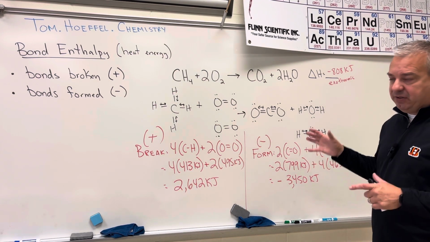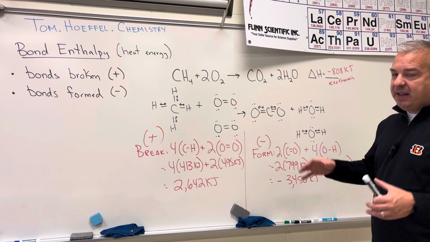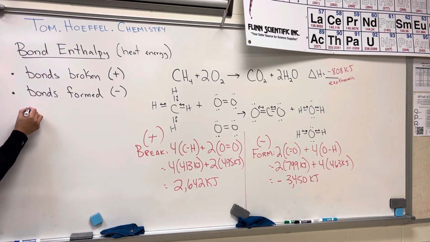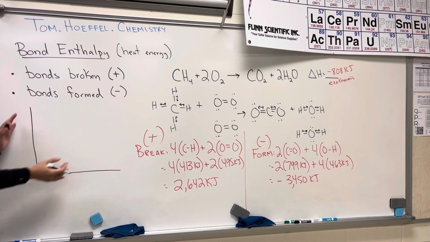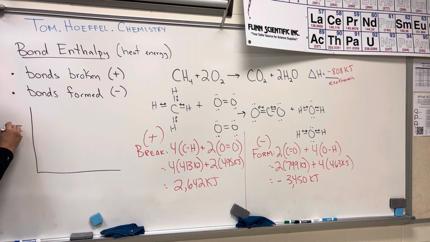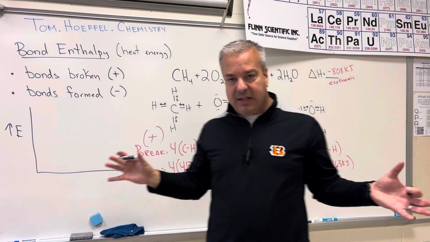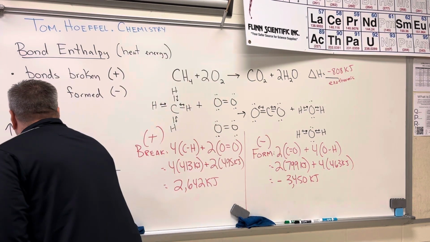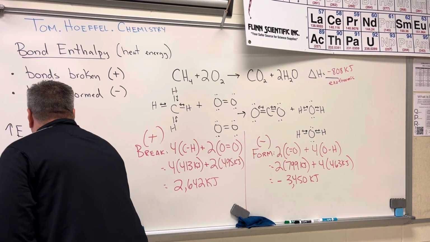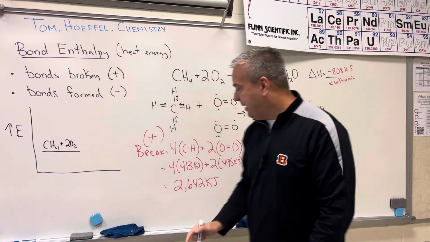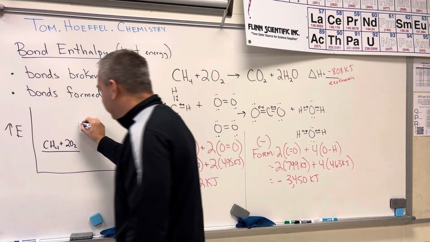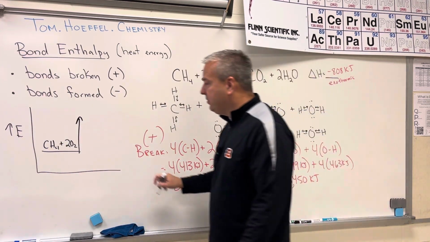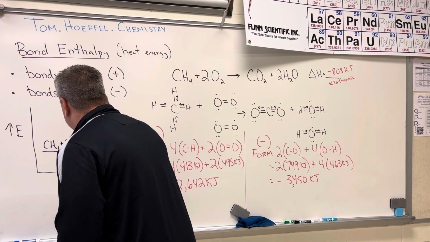There's another piece that some of your teachers or professors might make you do, and that's what we call an energy profile. So an energy profile is simply just a graph, where energy is on the y-axis and there's absolutely nothing on the x-axis. Where did we start? We started out with methane and some oxygen. And what we did is we broke all those bonds, and that cost us energy. So it cost us 2,642 kilojoules. So I'm going to put that in, 2,642 kilojoules.